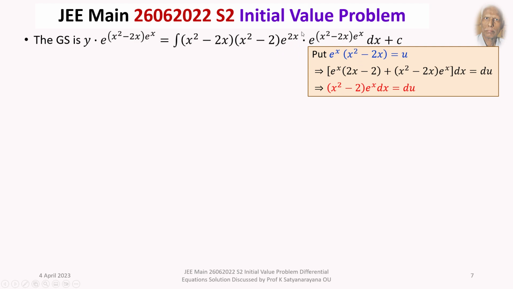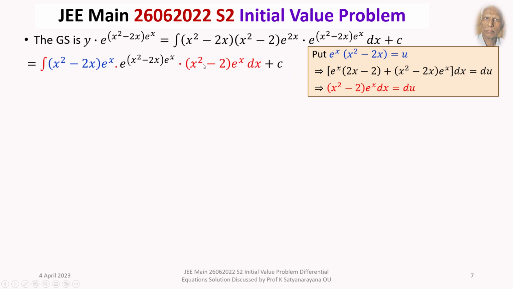One e power x is to be taken from e power 2x, and the other e power x we will push to x square minus 2x into e power x. So, that will be equal to the integral of x square minus 2x into e power x. This e power 2x is split into e power x into e power x, that e power x we have written here, and x square minus 2 into e power x, with respect to x, plus c.